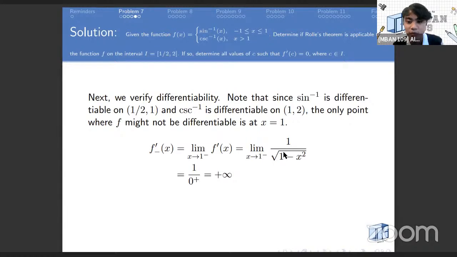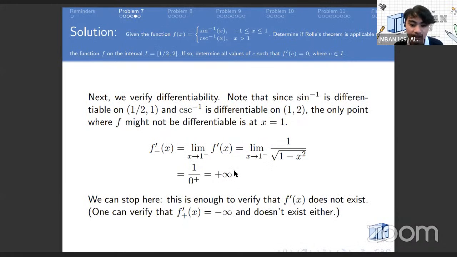So pero sobrang close niya sa 1, kaya yung x squared, magiging sobrang close siya sa 1. So magiging yung 1 minus x squared will be very close to 0, pero magiging positive pa rin siya. So 1 over 0, as sobrang liit na amount, which will be equal to positive infinity. Kaya positive sign siya kasi yung denominator natin is still positive.